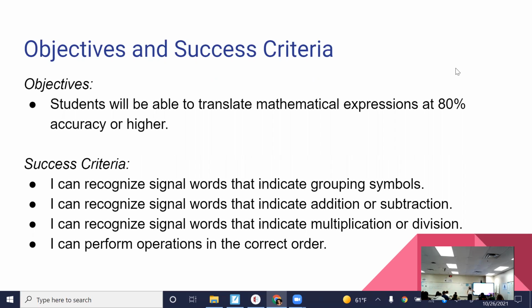So translating mathematical expressions. In order to be successful at that, you need to be able to recognize signal words that tell you to group numbers, to add and subtract, to multiply, divide, and things like that. And if you are asked to solve them, that you do it in the correct order. So that's what we did yesterday, was order of operations. So you guys should know what order to be completing the problem in, so what portion to do first.